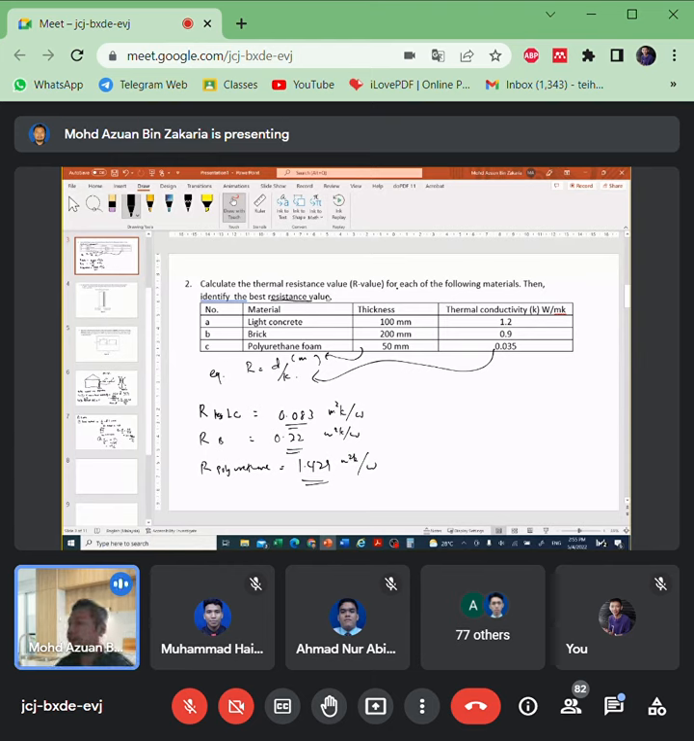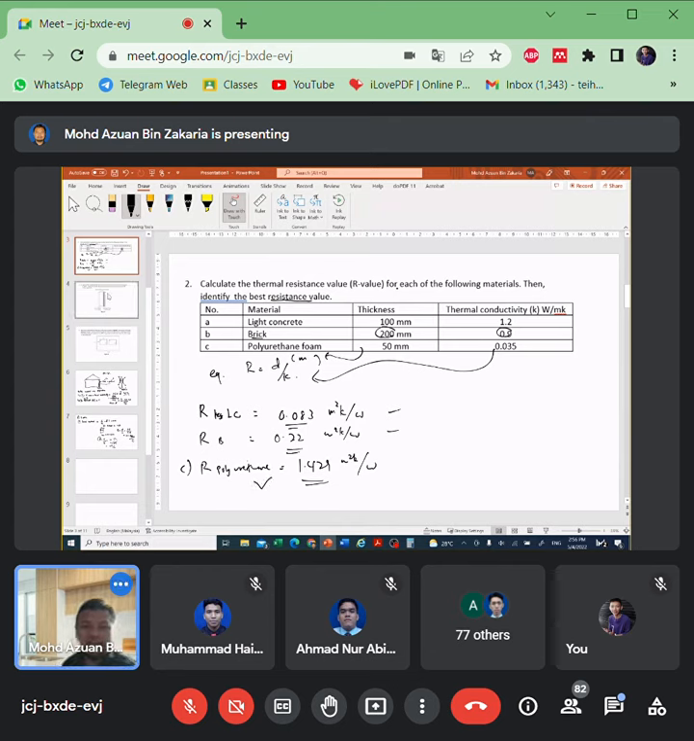The best resistant value is the largest value. Largest resistance means the best resistance. We can see here that the largest is C, polyurethane foam, which is 1.4, followed by brick, and lastly lightweight concrete. Even though brick is very thick, its K value is higher than polyurethane foam, so it still cannot match the thermal resistance provided by polyurethane foam.